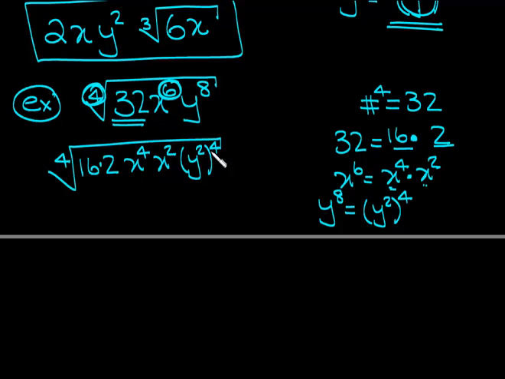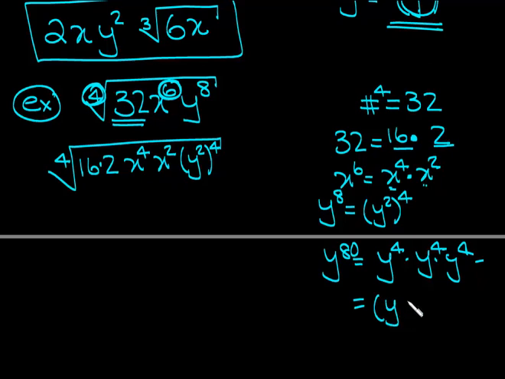I could have also written y to the 8 as y to the 4 times y to the 4. That would have worked. But what if I had made this 80? I wouldn't keep writing y to the 4 twenty times like that. I'd go crazy. So if it was 80, we could have written it this way, y with a 4 outside and 20 on the inside. Just keep that in mind. Sometimes it's better to be a bit more efficient with your writing.